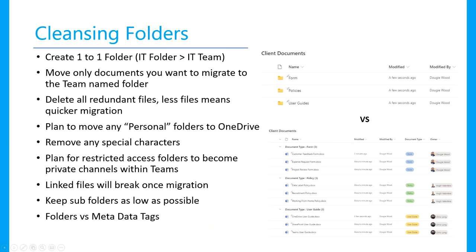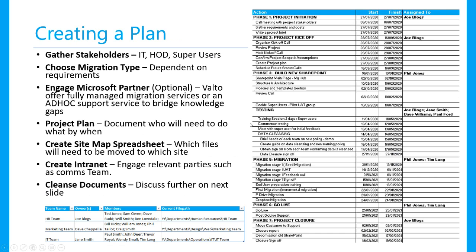What I would refer to as creating a one-to-one folder structure. For example, you would get an IT folder for your IT team. So if you look back on this screen, you can see here, for example, in this map, I've got an HR team, and I've got one file path.